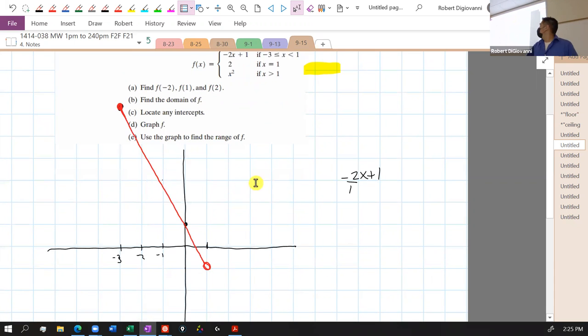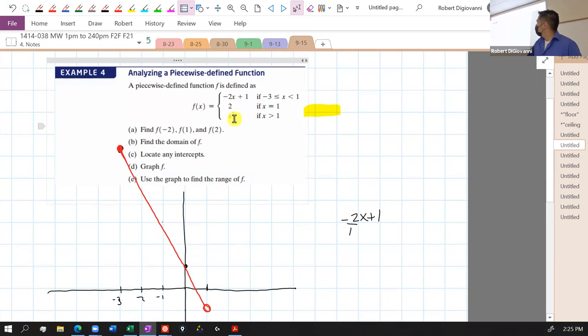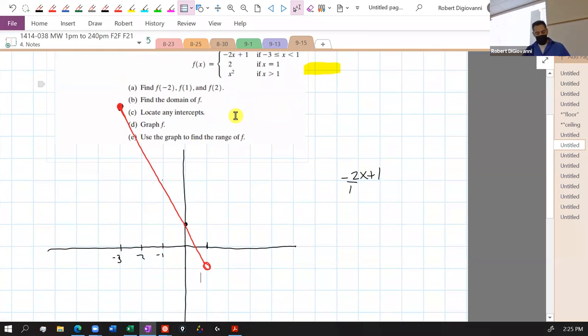Okay, that takes care of just the first part. Now look at the second part. Second part says if x is 1, just the number 1, I'm going to get an answer of 2. So when I go to 1 on the x-axis, the function should spit out the number 2. Oh, that's not 2, that's 3, sorry. That's 2. See that? When I plug in 1, I get 2.